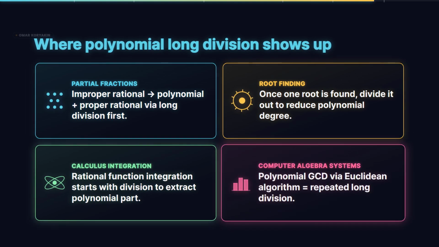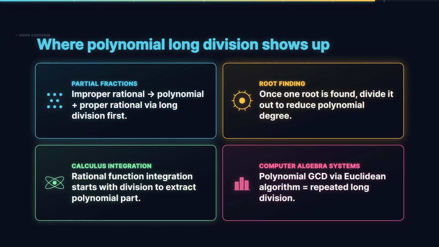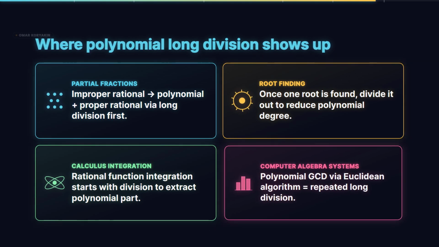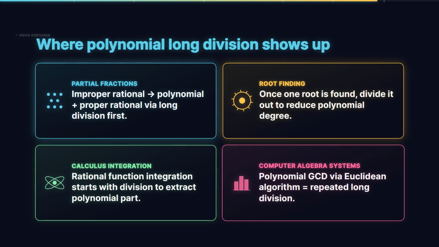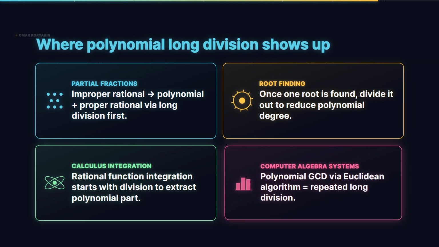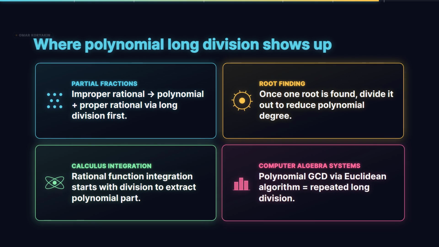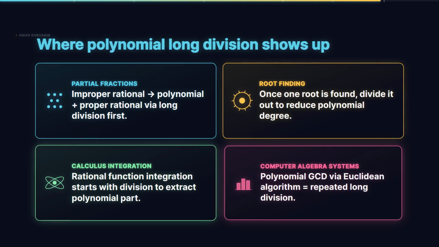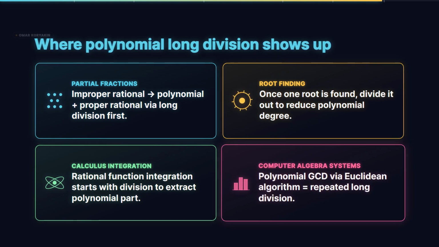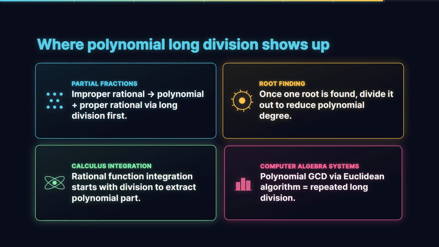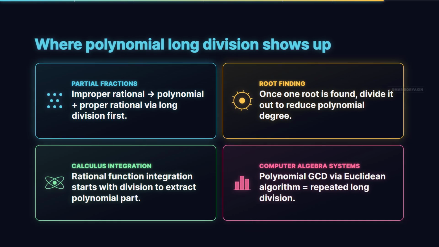In computer algebra systems and polynomial computer algebra libraries, the Euclidean algorithm for polynomial greatest common divisors is built on top of repeated polynomial long division. Symbolic computation libraries use the same algorithm to simplify rational expressions, factor polynomials, and solve algebraic systems. The long division mechanic from this lesson is the foundation of essentially all polynomial computer algebra.